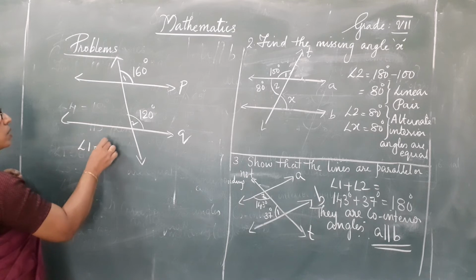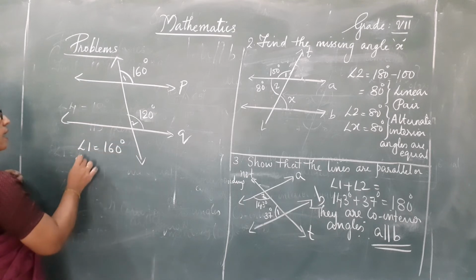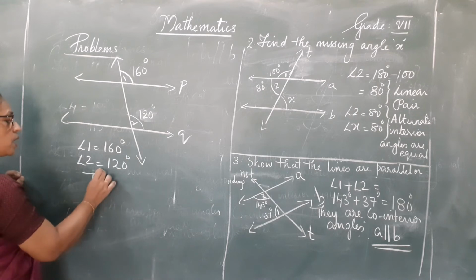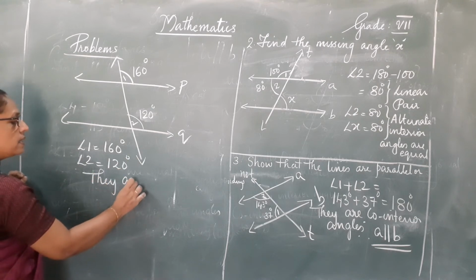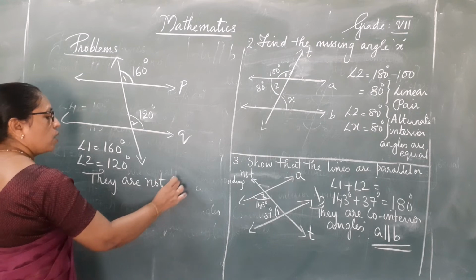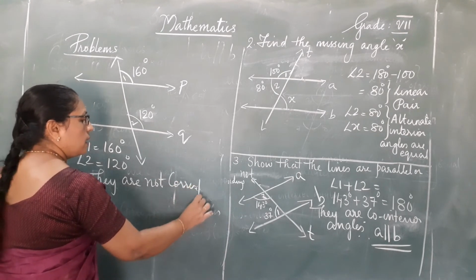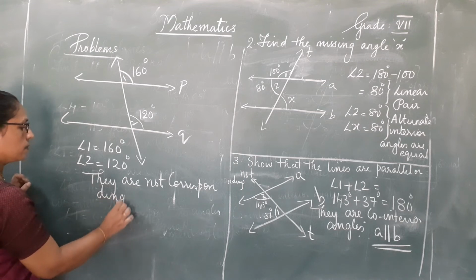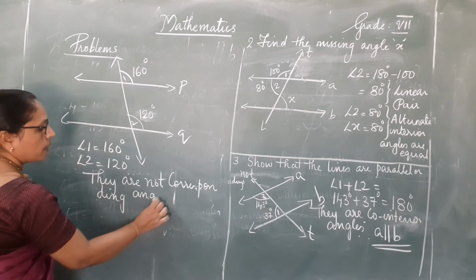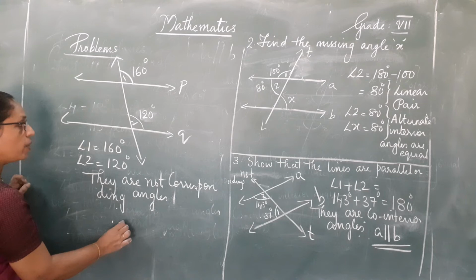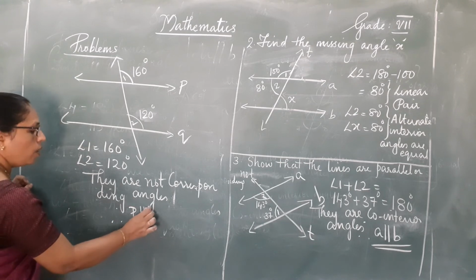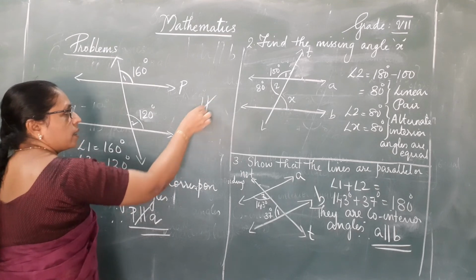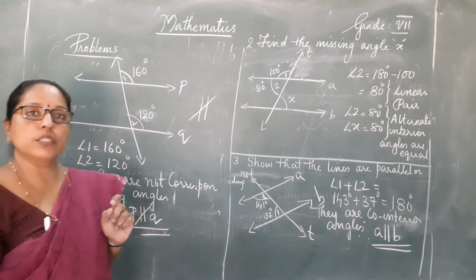So what do you write? Angle 1 equal to 160. Angle 2 equal to 120. They are not corresponding angles. So therefore what you can say, P is not parallel to Q. Not parallel. Put the parallel symbol and cross it, strike it. So P is not parallel to Q.